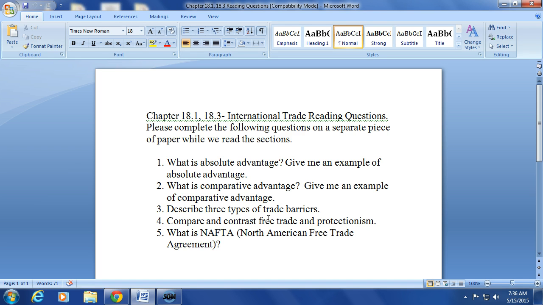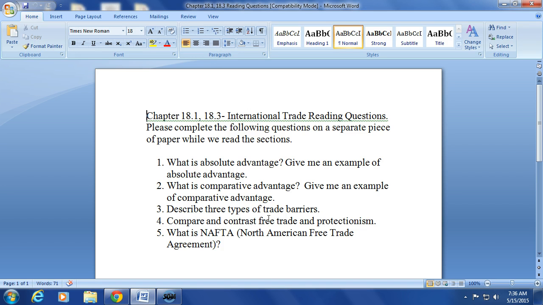So if you look on page 428, we'll be looking at what's called absolute and comparative advantage. One of the most important concepts to understand about international trade, the trade between nations, is that it encourages specialization. It encourages one country to make one thing, another country to make something else, and then they trade, and they both become better off.